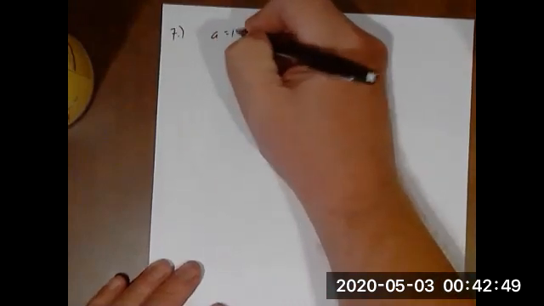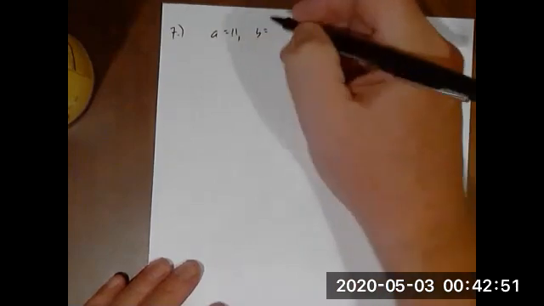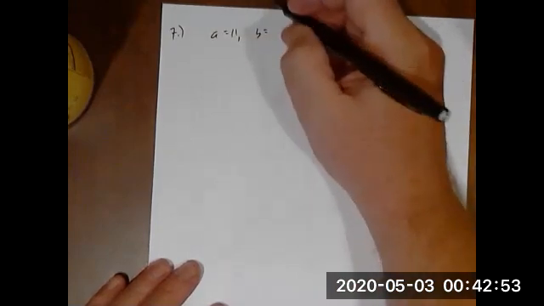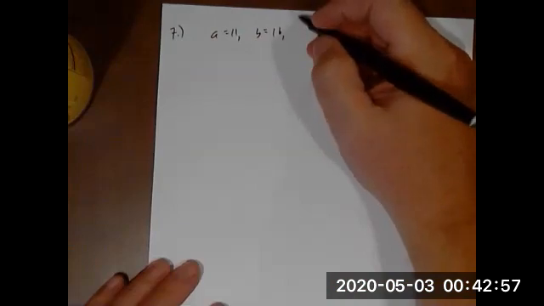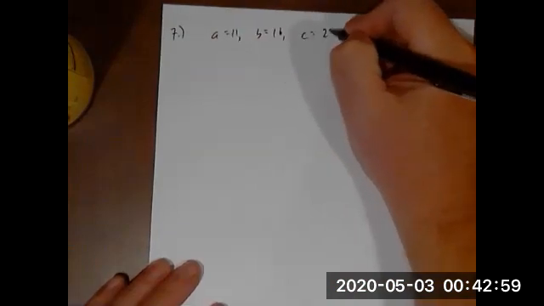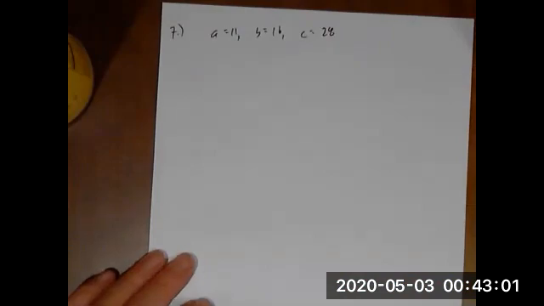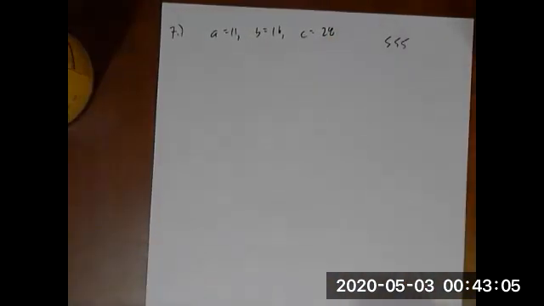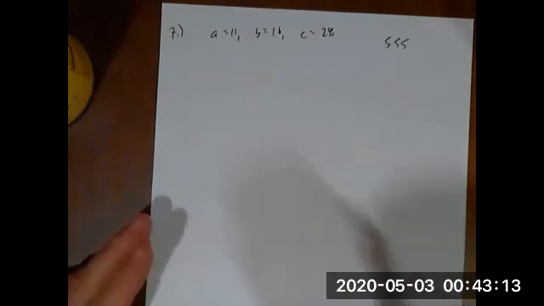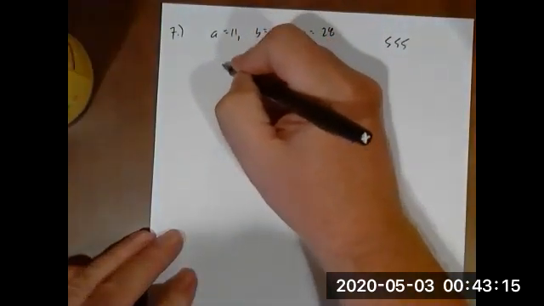Side A is 11, side B is 16, side C is 28. So here, side, side, side has to be law of cosines. That's really your choice. If you want to find angle alpha or angle beta or angle gamma, it doesn't matter. I guess we'll just start with alpha.